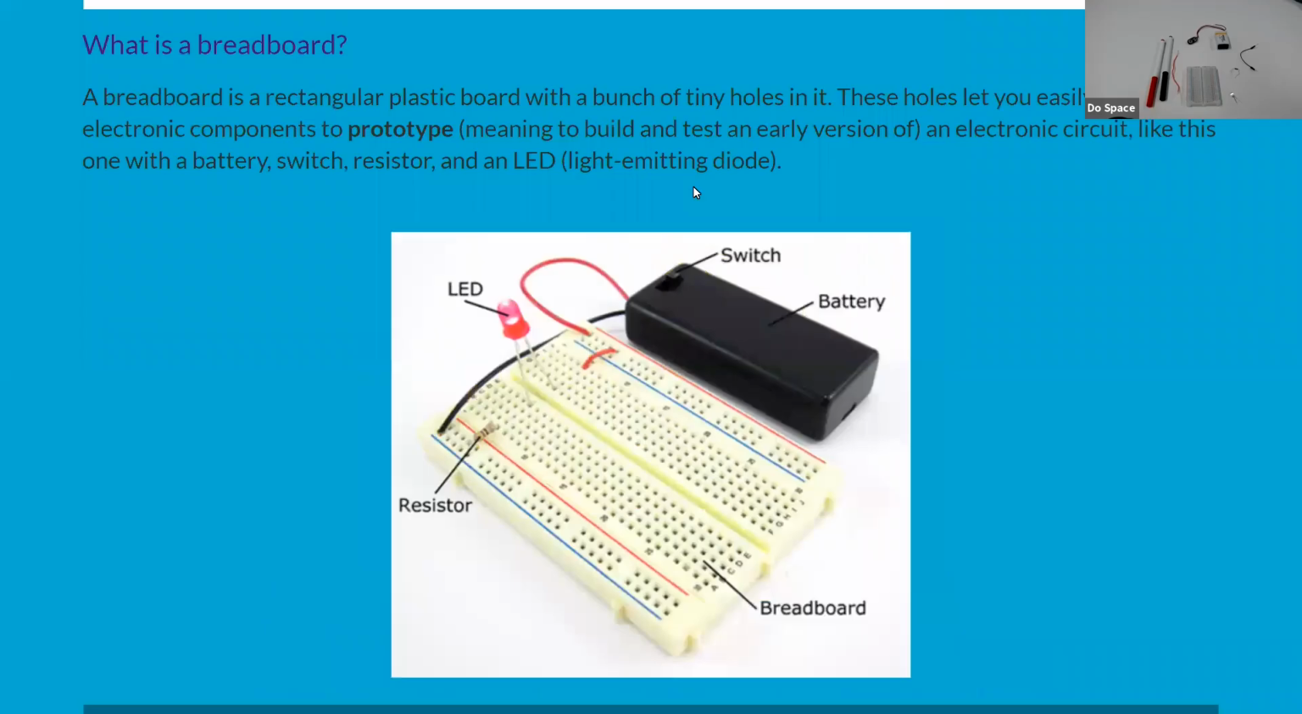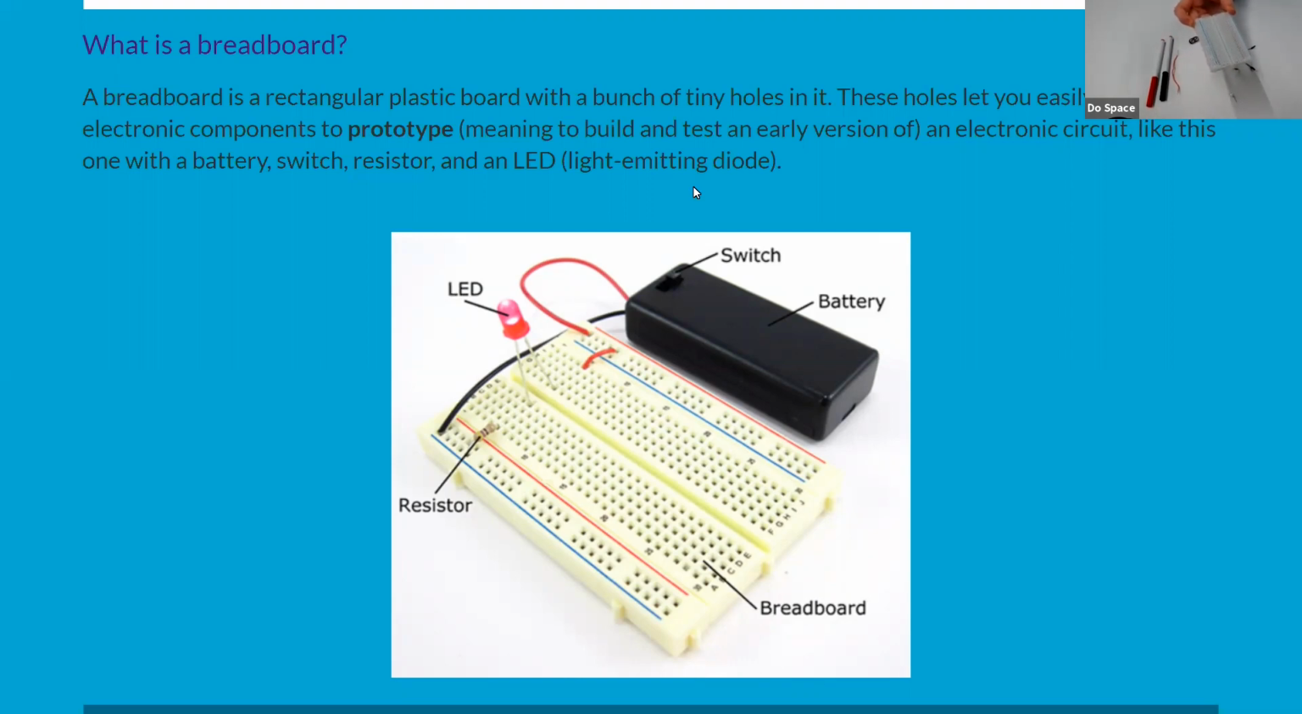So what is a breadboard? A breadboard is a rectangular plastic board. You can see I have my example right here, and it has a ton of tiny little holes. And these holes let you easily insert electronic components to prototype. So prototype means to build a test version or an early version of something.